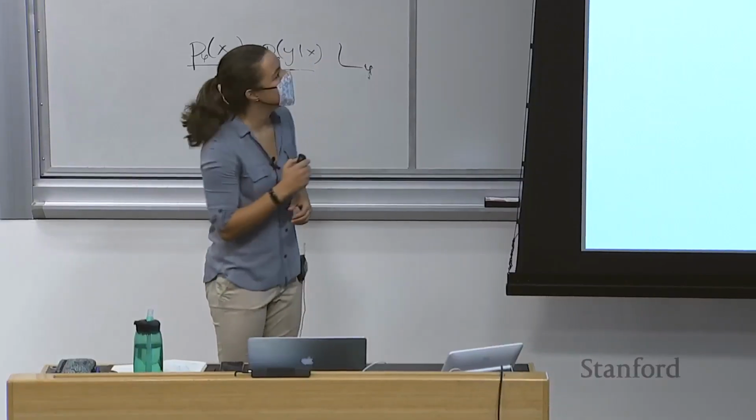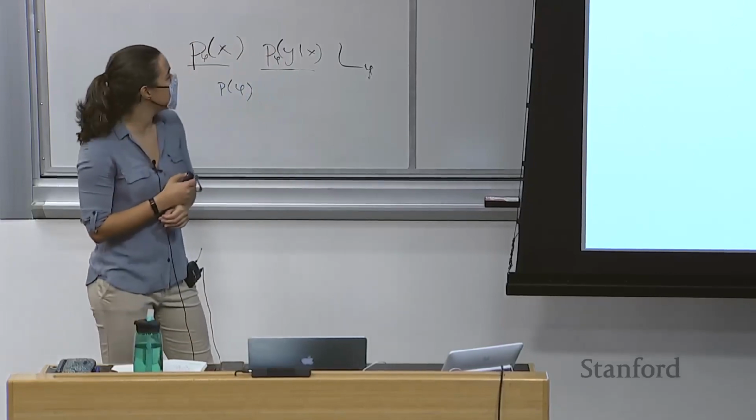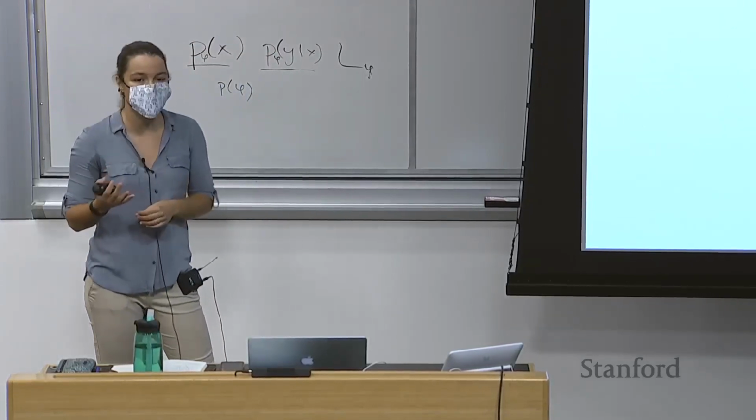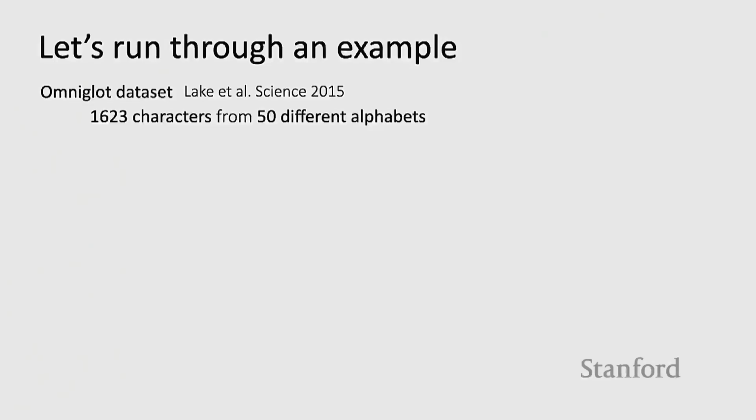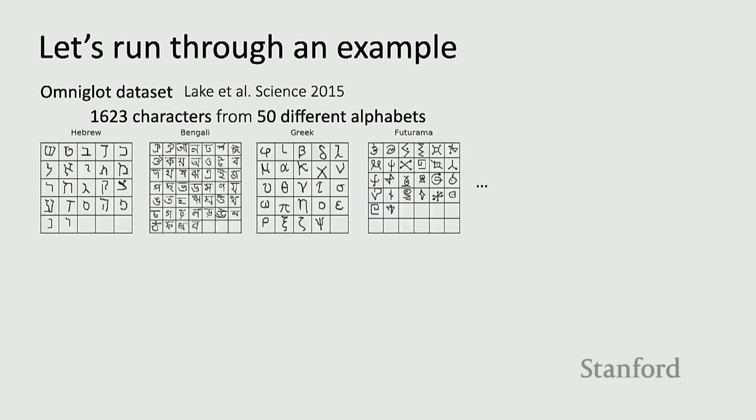Okay, so I'll run through an example, and in particular, in your homework, you're going to be using the omniglot dataset. This is a dataset that has 1623 characters from 50 different alphabets. And some examples of the alphabets are shown here. Each character has 20 different instances. Essentially, they had 20 different people write that character, for all of the characters in the dataset.